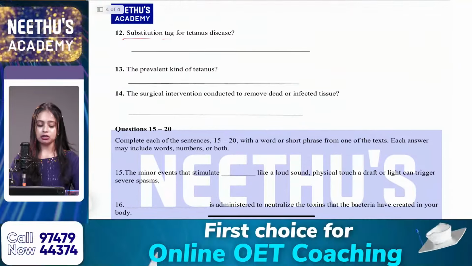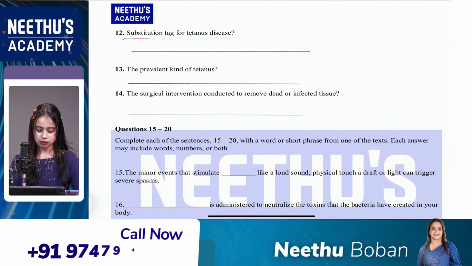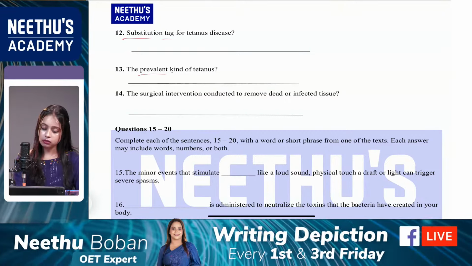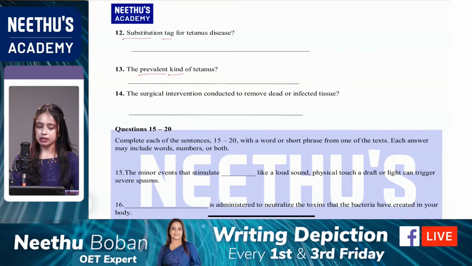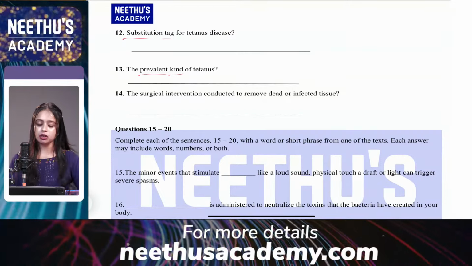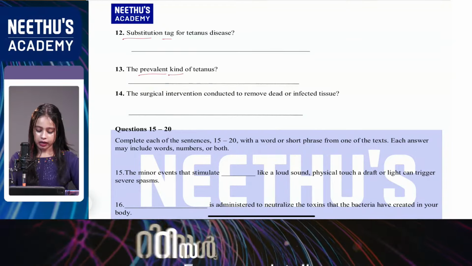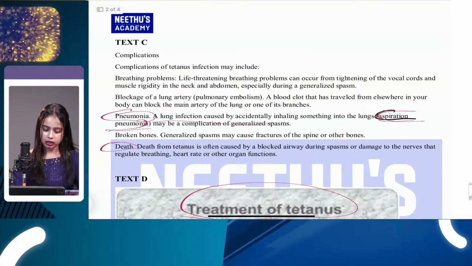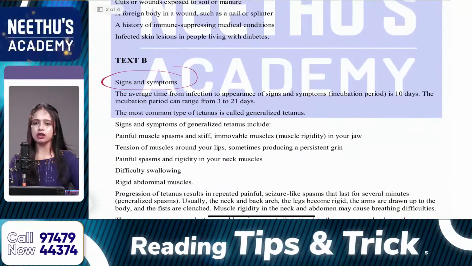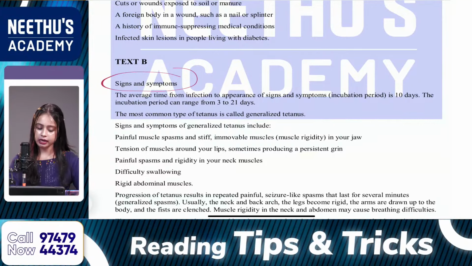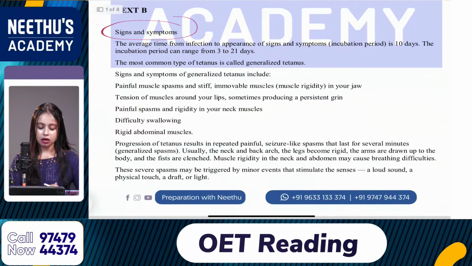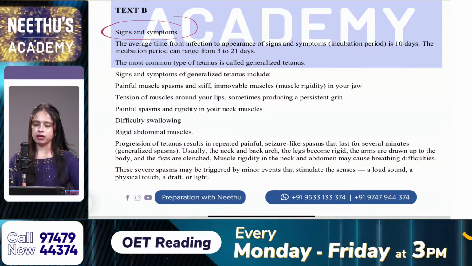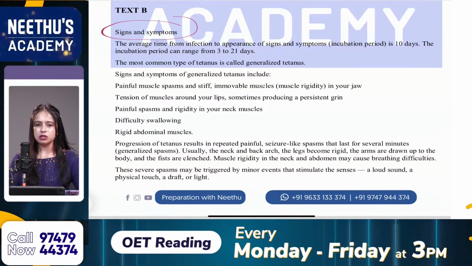the 13th question. The prevalent kind of tetanus. Very short question. Prevalent kind, the type, then tetanus. So my keywords are prevalent kind. So what is a common type? Okay, any idea? I think it is from the text. So what is your answer? The 13th question, any idea? What is that prevalent kind of? Prevalent kind of, which means common. Very common, typical type of.